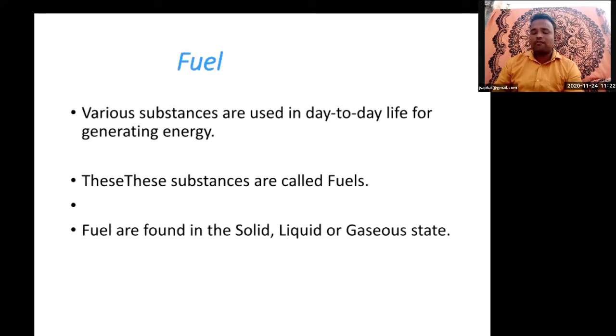Now what is meant by fuel? The definition we have already learned: fuel is a material that is burned to produce heat or power. When you burn coal, you will get energy or power.